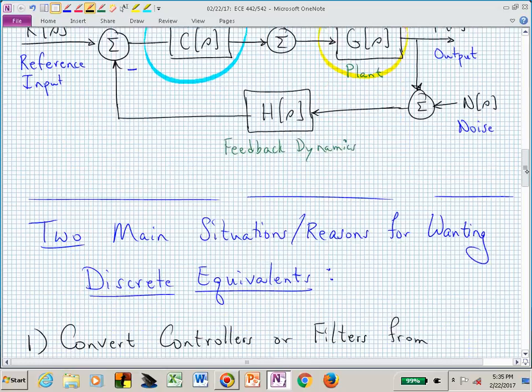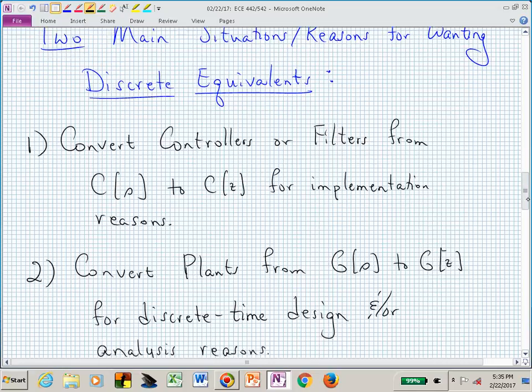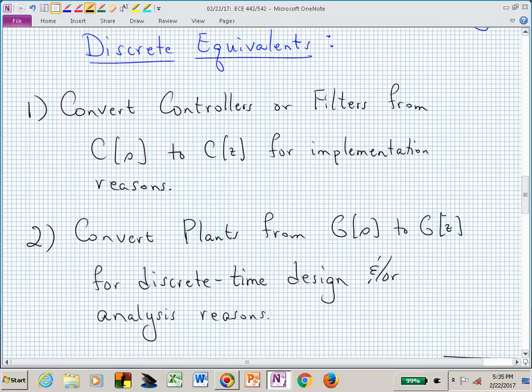Do you see two different highlights, a blue and a yellow? That then is what I'm trying to say gives rise to two main situations or scenarios or reasons for wanting to find discrete equivalence. One reason is to convert a controller or a filter. That could just be maybe you want to implement a low-pass filter with a computer, and you now know how to design a low-pass filter, an analog low-pass filter. Maybe you have a transfer function. You want to find, how do I implement this with a difference equation? That's technique number one, or scenario number one.